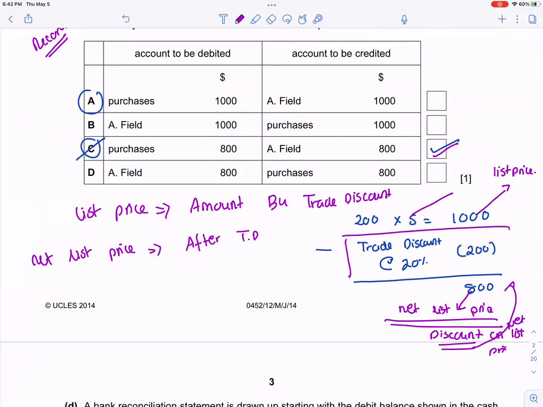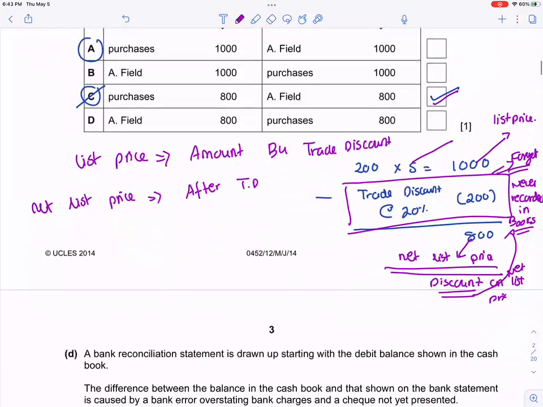Trade discount is this discount. Once you give this discount, you have to forget about this, because this is never recorded in the books. So after you get the net list price, whatever discount you give, it is recorded in the books.